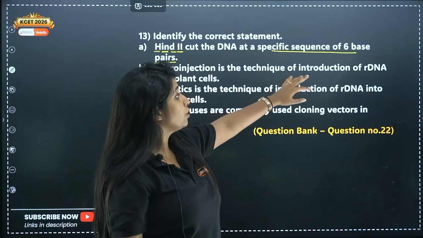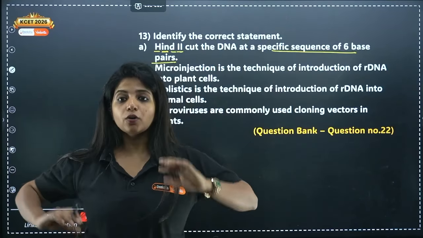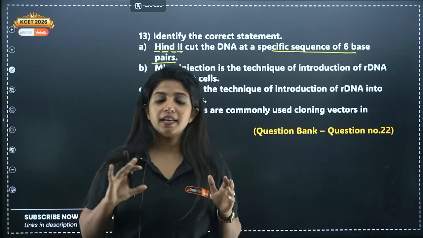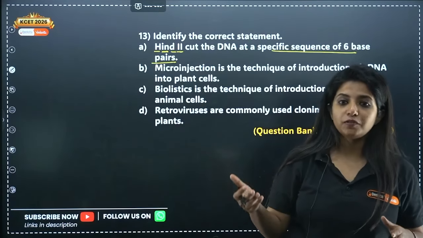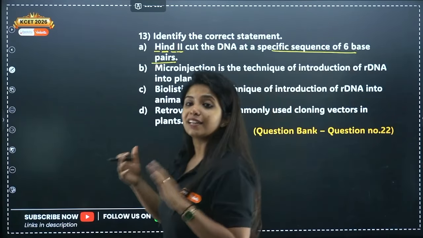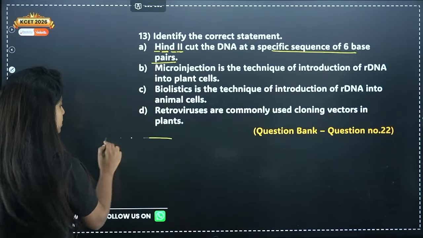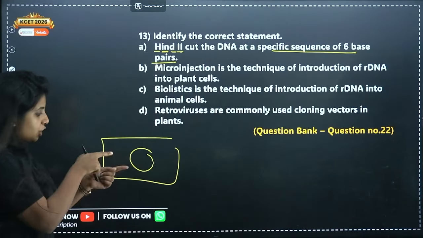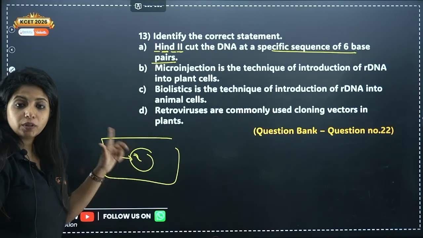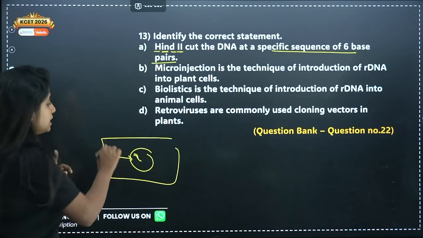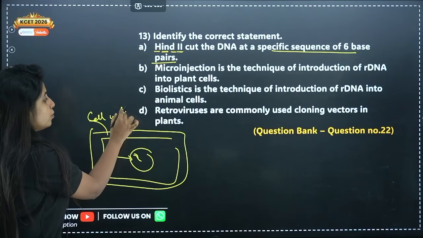Microinjection is the technique of introduction of rDNA into the plant cell. There are certain techniques where you need vectors for transferring things, such as Agrobacterium tumefaciens, or you can go vectorless also. One such vectorless method is microinjection, where you have a cell and a nucleus, and you inject the DNA that you want inside the nucleus. But do you think it can be done in a plant cell? A plant cell has an additional wall known as the cell wall, and you cannot do that here.